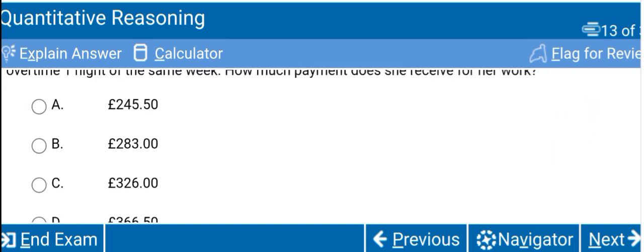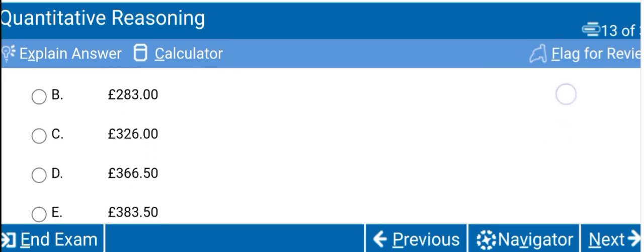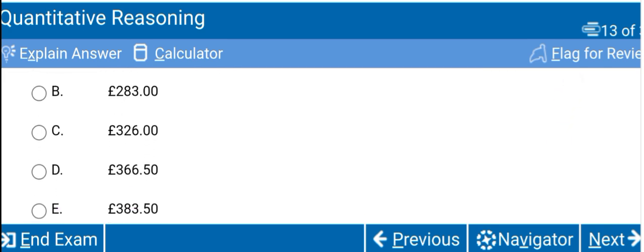Option A 245.50 pounds. Option B 283.00 pounds. Option C 326 pounds. Option D 366 pounds. Option E 383.50 pounds.